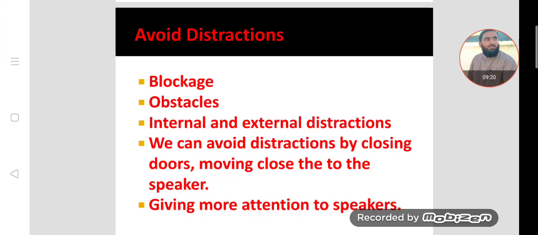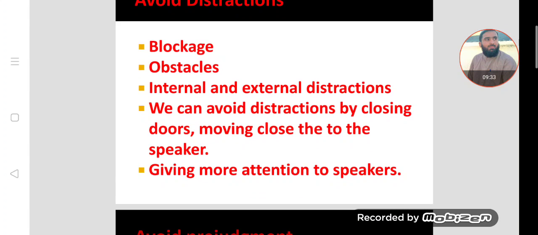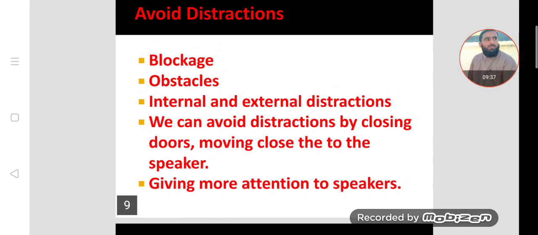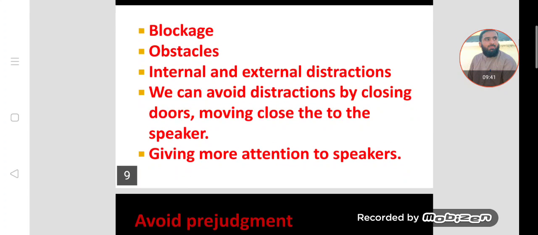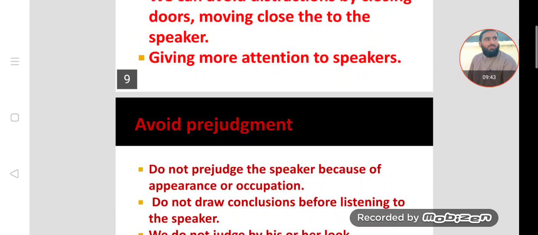Avoid distractions. Distraction means obstacles, blockage, which hinders the process of listening or speaking. Internal or external distractions are there. We can avoid distractions by closing doors, moving close to the speaker, and giving more attention to the speakers.